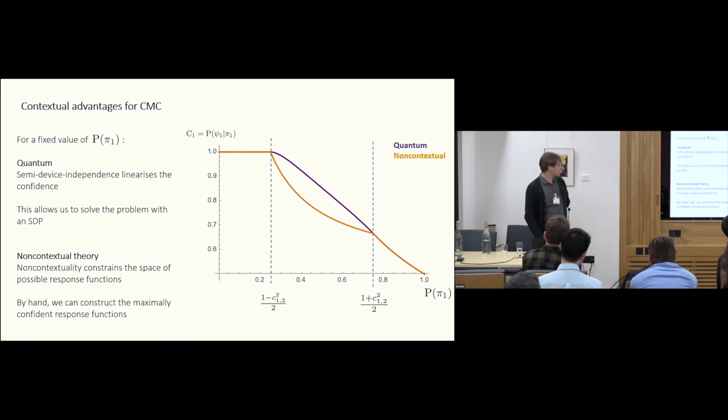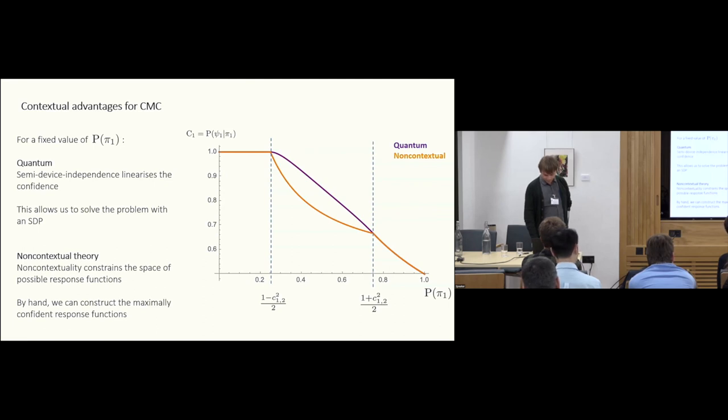In this low outcome region, you have unambiguous state discrimination. So by definition, obviously the confidence will be the same for both scenarios. However, we showed elsewhere in the paper that there is a separate advantage associated with this inconclusive outcome rate. And so there is also a contextual advantage here, but it doesn't appear in the confidence. Then in this middle region, we have the hallmark of contextual advantages: the non-contextual theory is unable to recreate the quantum statistics. And if you go to too high an outcome rate, then everything's lost, and quantum mechanics and non-contextual theories are the same.